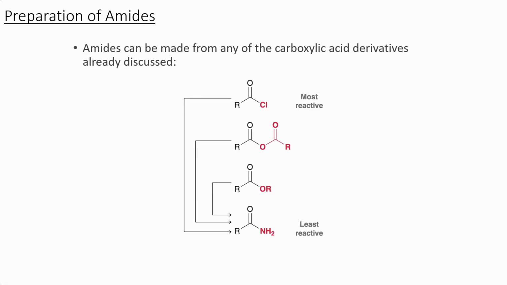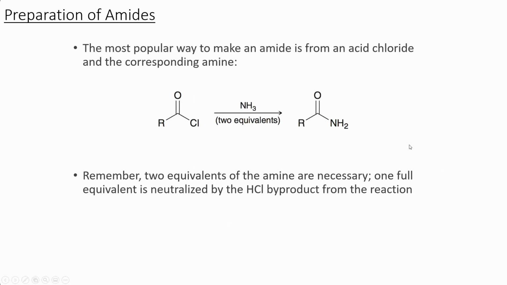Because an amide is the least reactive and most stable, we're able to synthesize amides from any of the carboxylic acid derivatives that we already discussed. Converting an acid chloride into any of these other carboxylic acid derivatives is going to be the most efficient. And with regards to an amide, it's important that we use two equivalents of the ammonia so that we can neutralize the HCl byproduct that's formed from the reaction.